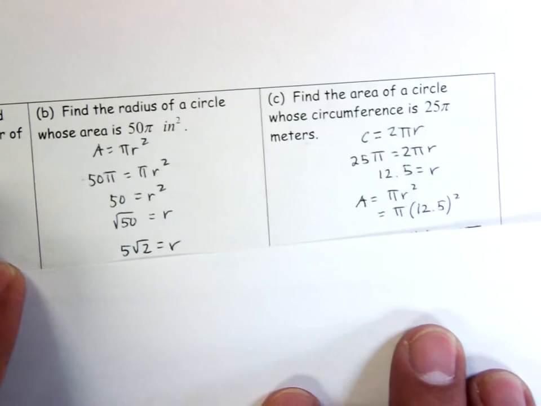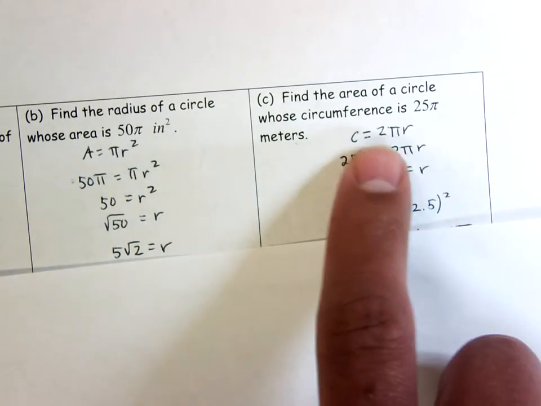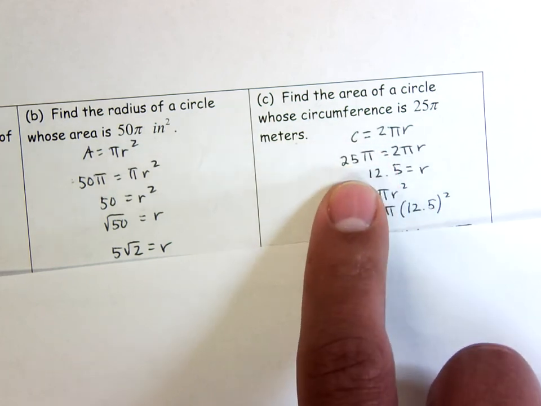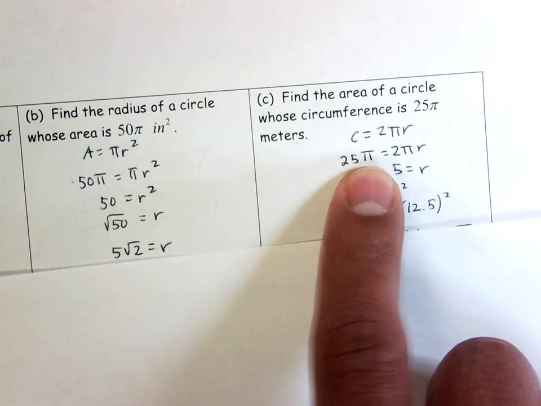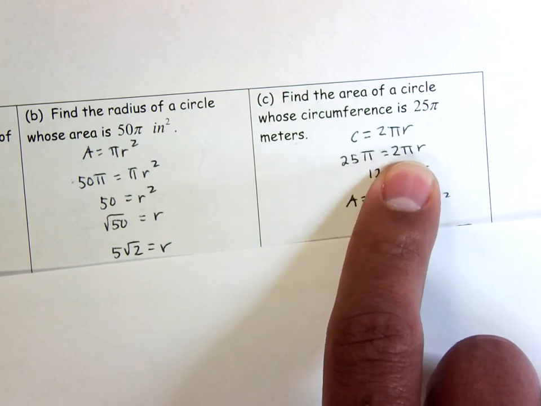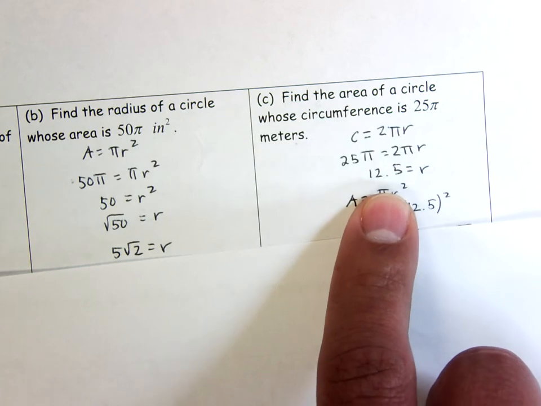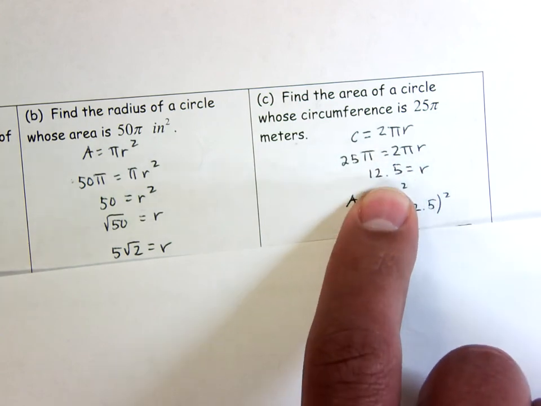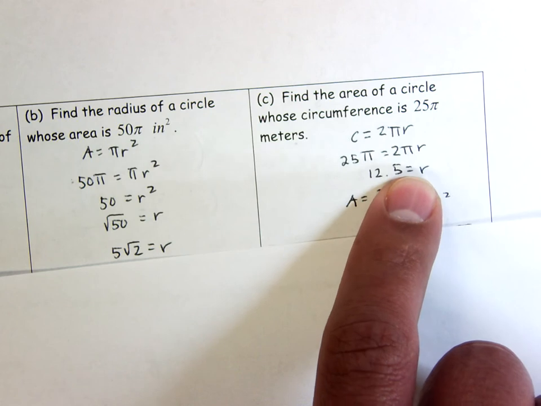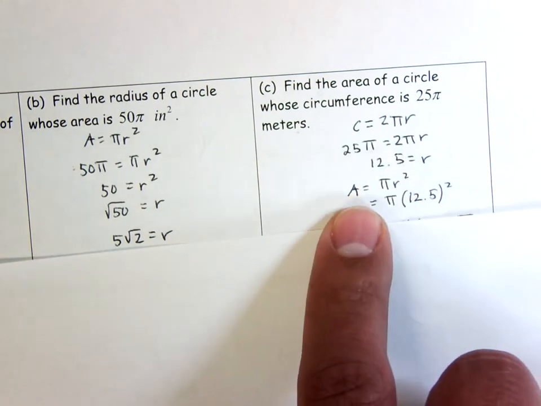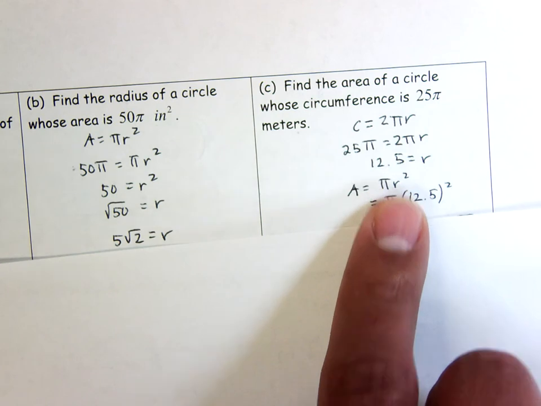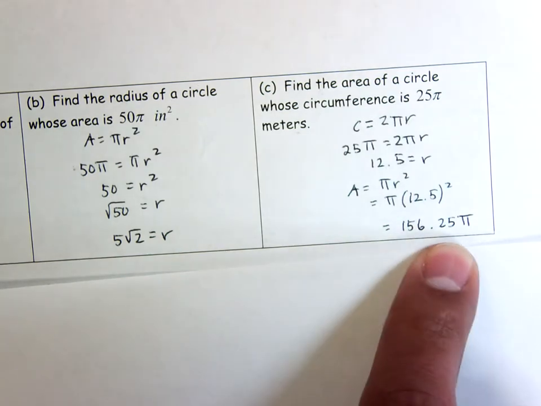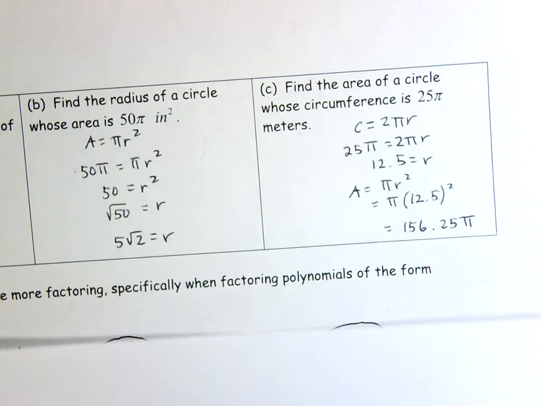Alright, find the area of a circle whose circumference is 25 pi meters. Okay, so the formula for circumference is 2 times pi times r. Well, I know that the circumference is 25 pi, so 25 pi has to be equal to 2 times pi times r. Divide pi on both sides, and then divide both sides by 2. I skipped a step, sorry. And so I get that 12.5 is equal to r. So I know what the radius is now. I want the area, so now area is equal to pi r squared. The radius is 12.5, so it is 156.25 pi. Okay, I'm not multiplying the pi out.